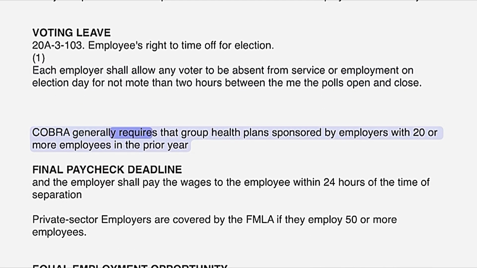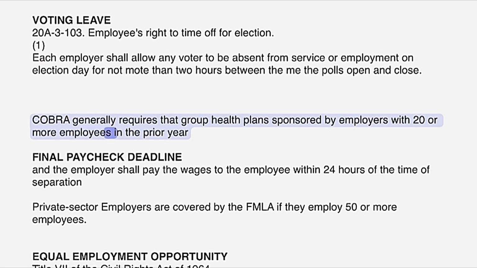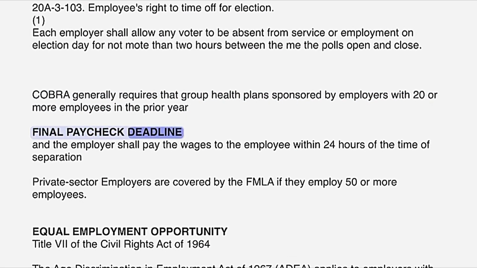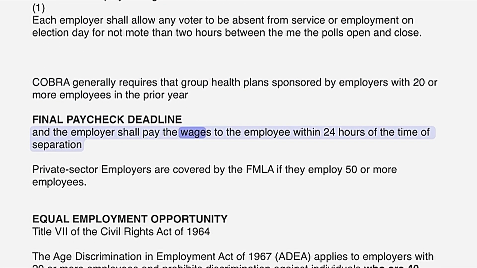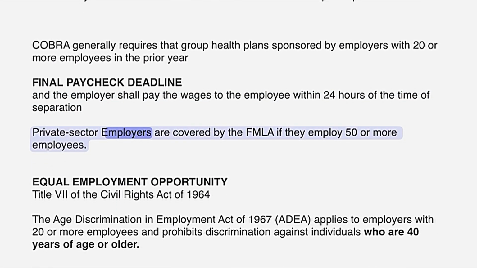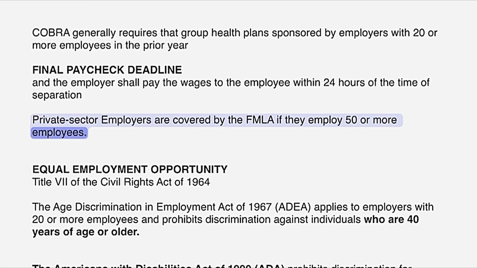COBRA generally requires that group health plans be sponsored by employers with 20 or more employees in the prior year. Final paycheck deadline: the employer shall pay the wages to the employee within 24 hours of the time of separation. Private sector employers are covered by the FMLA if they employ 50 or more employees.